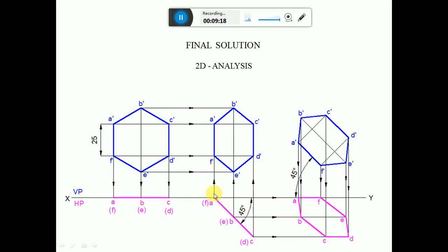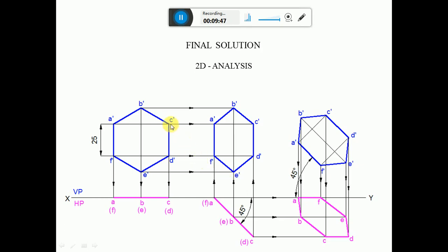So draw a vertical projector from A and F, and draw a horizontal projector from A dash and F dash. Both will intersect at this point and this point. You mark that point as A dash and F dash. Similarly, draw a horizontal projector from B dash and E dash, and draw a vertical projector from B and E. Both will intersect at their respective points, which is B dash in the front view here and E dash in the front view here. So mark the points as B dash and E dash. So you mark these 2 points.